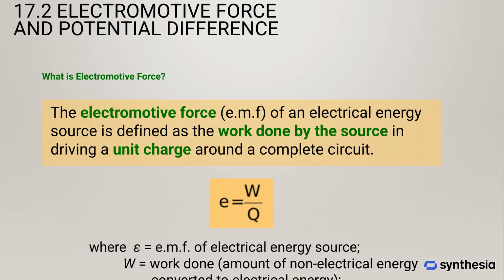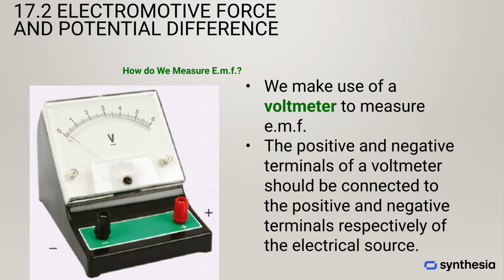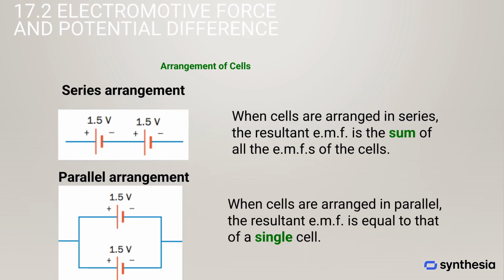The EMF is defined as the work done by the source in driving a unit charge around a complete circuit. The resultant EMF of the dry cells in the series arrangement is 1.5V plus 1.5V equals 3.0V, while the resultant EMF of the dry cells in the parallel arrangement is 1.5V.